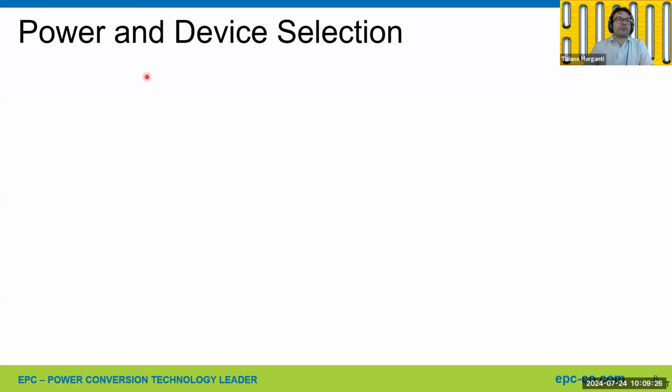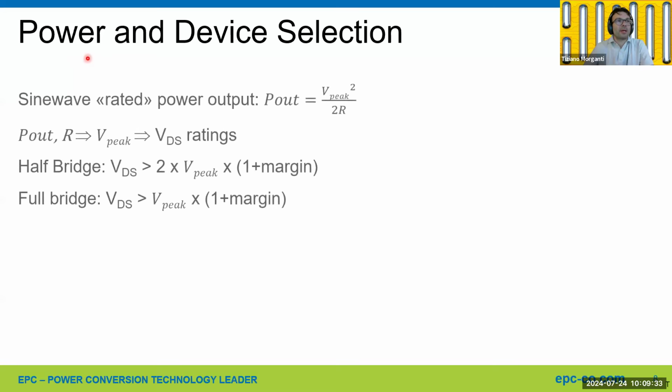In terms of selection of the switches, how is it made? Basically, we can define a sine wave rated power output, which is the square of the peak voltage divided by 2 times the load. Once you know the output power and the rated load, you can derive the peak voltage, and this provides the VDS ratings for the power switches.